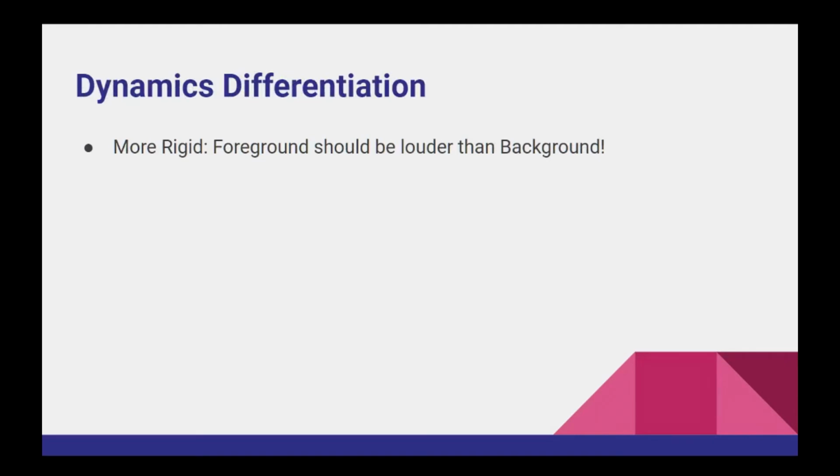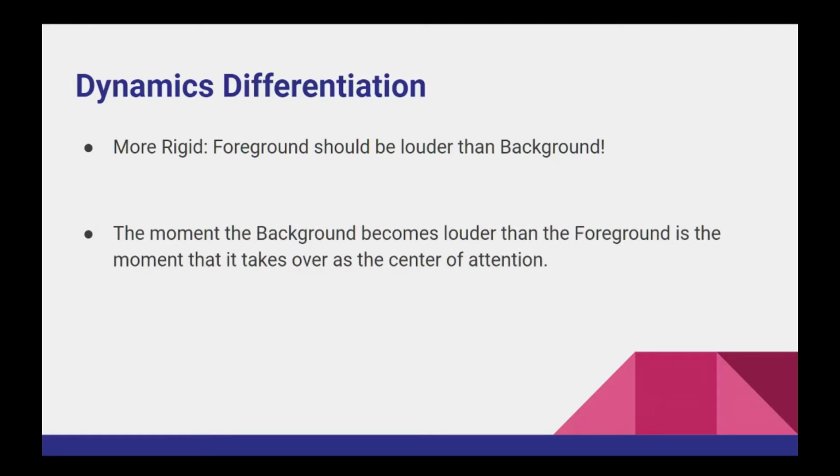The next option is dynamic differentiation, which is pretty straightforward. It's a pretty hard rule that says the foreground material should always be played louder than the background material, even if only by a little bit. Because the moment your background becomes louder than your foreground, it will almost always end up stealing the audience's attention away from the more important material. Now, this doesn't mean that the melody can never be quieter than the harmony. It just means that if the melody is going to be played quieter than other material, it should be done deliberately, with the idea in mind that the other material is more important for whatever reason that might be.